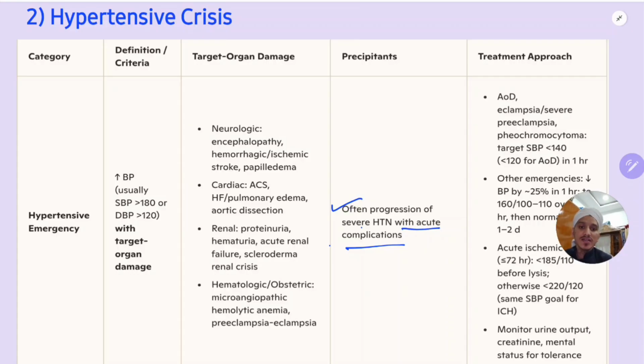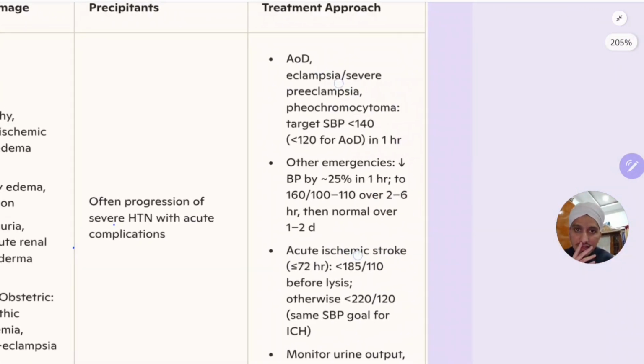Now, how do you treat these patients? We will focus on this one.